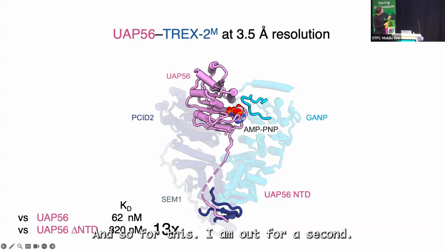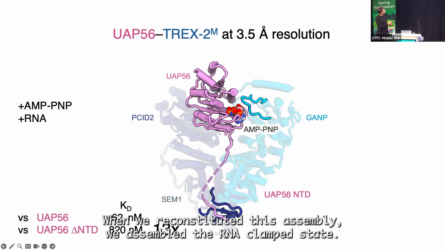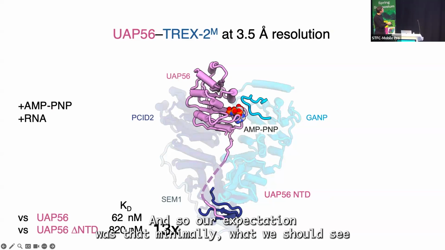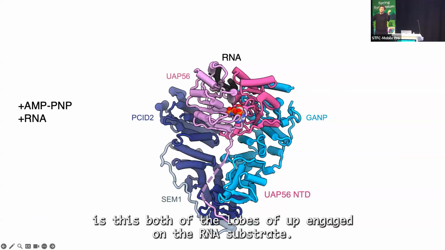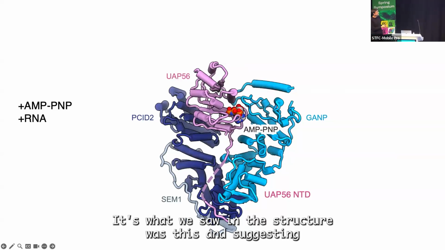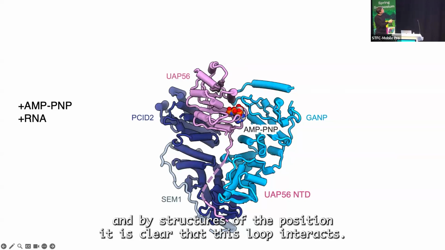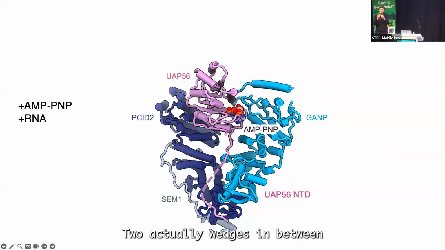And so for this, I zoom out for a second. When we reconstituted this assembly, we assembled the RNA clamped state. And so our expectation was that minimally what we should see is this, both of the lobes of UAP56 engaged on the RNA substrate. Yet what we saw in the structure was this, suggesting, and by structure superposition, it is clear that this loop in TREX2 actually wedges in between the two RecA lobes of UAP56.